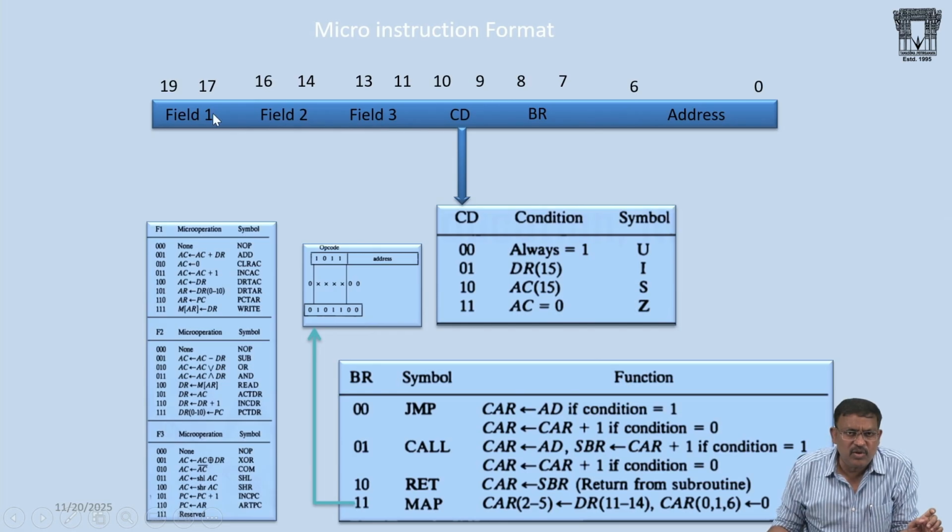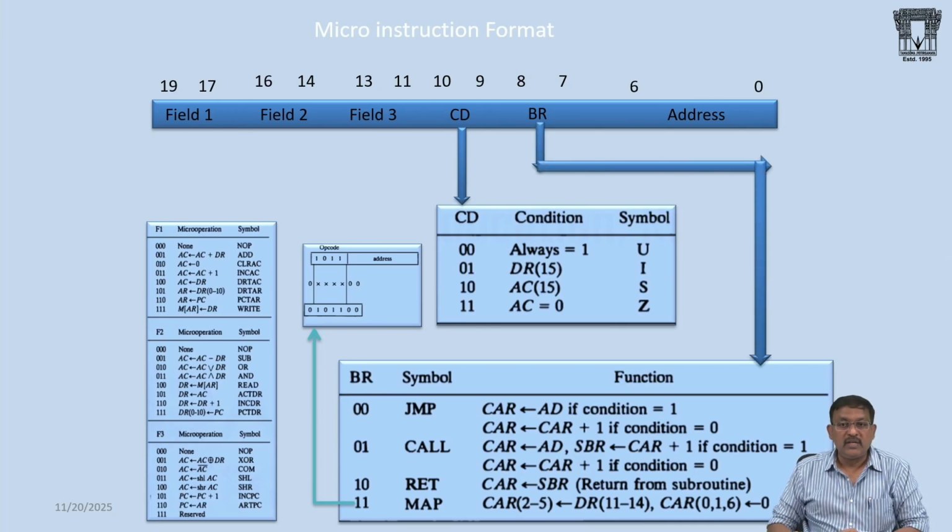Generally, this is field 1, field 2, field 3, which is wrongly represented, so please correct it. These 8 operations will be provided by these 3 field bits, and these 8 operations will be provided by these 3 bits, right? So you can decode the micro operation like this. I'm moving forward to the next slide.